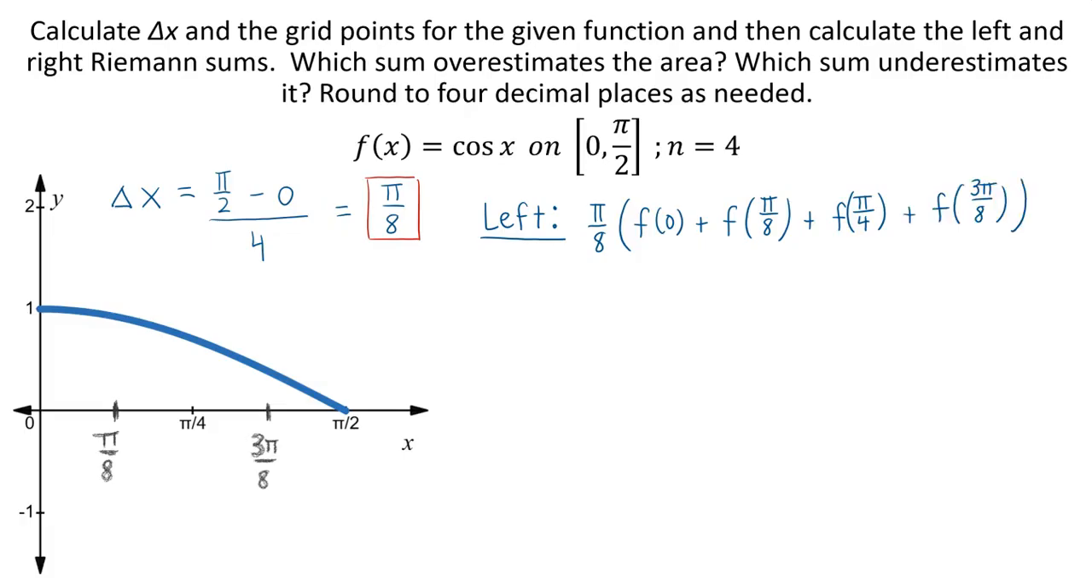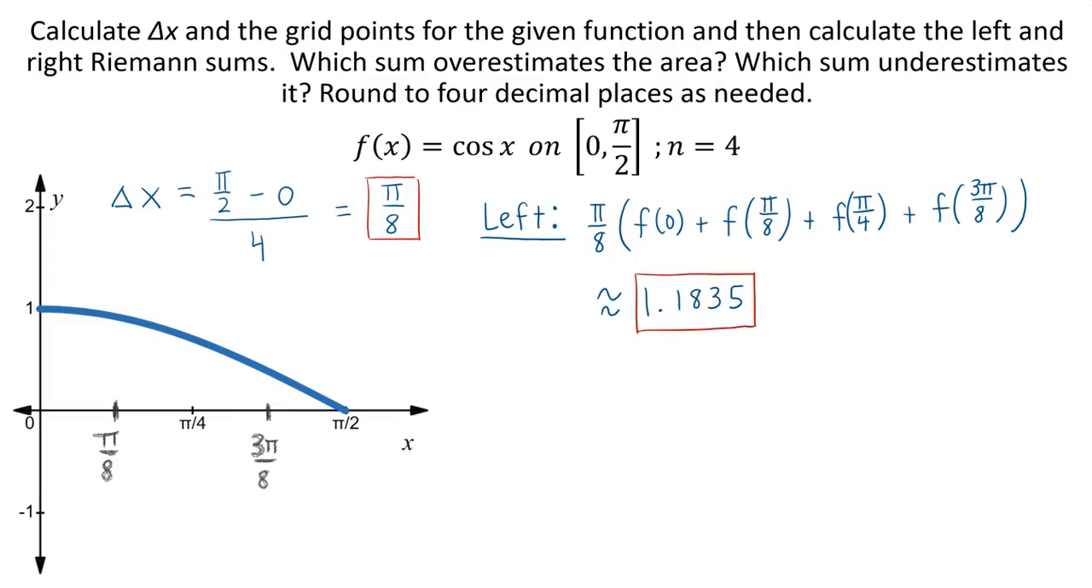And we're going to round this value to 4 decimal places as needed. To find the exact value of this, we'll use Desmos. Desmos will give us a decimal, and we'll round that decimal to 4 decimal places. Pi over 8 times the sum f of 0 plus f of pi over 8 plus f of pi over 4 plus f of 3 pi over 8 is approximately 1.1835.